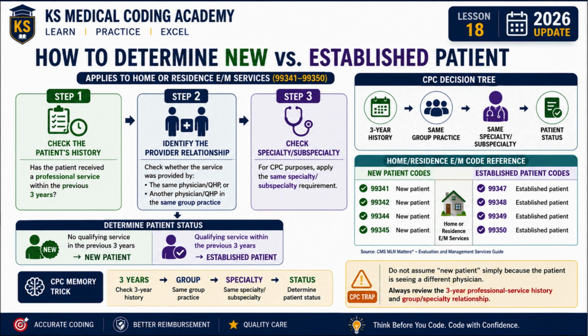Let's use a simple 3-step process to determine new versus established patient. First, check the patient's professional service history for the previous 3 years. Second, identify whether the service was provided by the same physician or another physician or QHP within the same group practice. Third, check the applicable specialty and subspecialty relationship. If there is no qualifying service within the previous 3 years, the patient is new. If there is a qualifying service within that period, the patient is established. For the CPC exam, remember: 3 years, group, specialty, patient status. And don't assume a patient is new just because they are seeing a different physician.